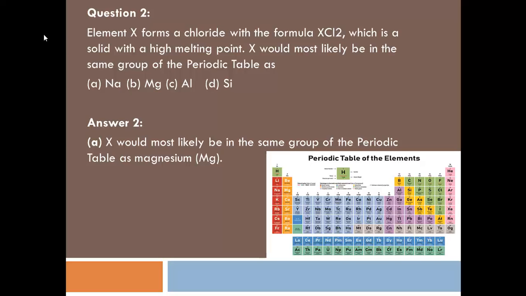But we know that from the formula XCl2, the valency of X is 2. When we write the chemical formula, we know that the valencies should be exchanged, isn't it? Therefore, the valency of X is 2 and chlorine is 1. Okay. Therefore, which element among these has valency 2? It is magnesium. So, X would most likely be in the same group of the periodic table as magnesium.